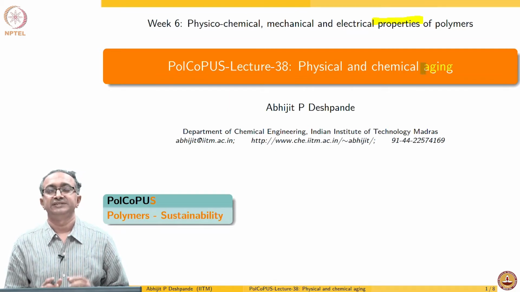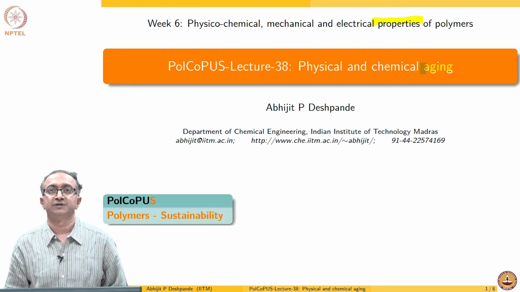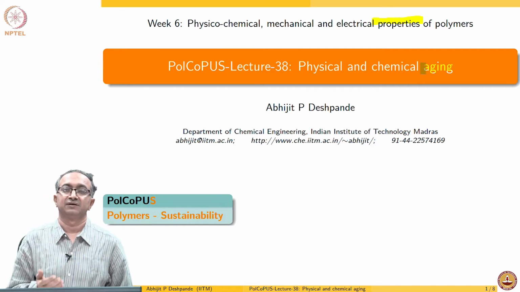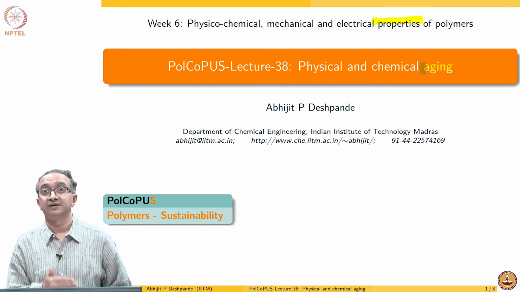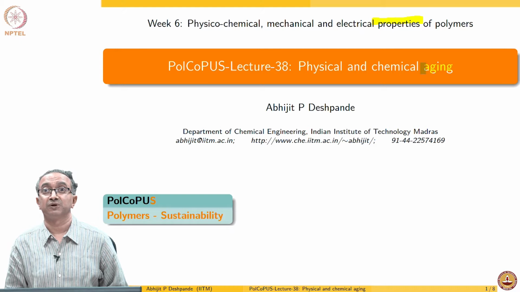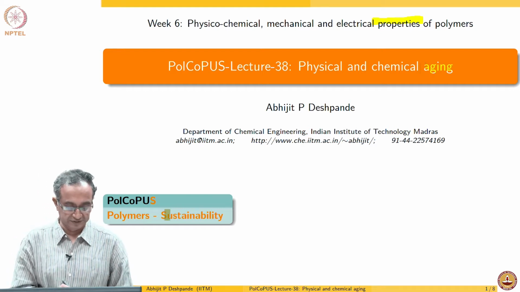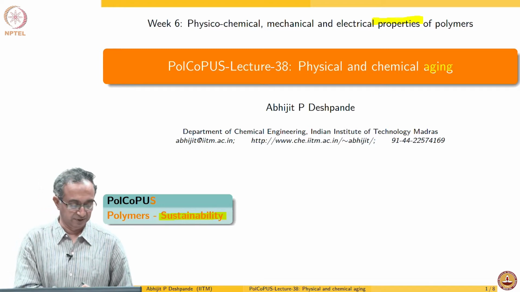Aging is an important set of processes which occur in polymeric systems, and from a point of view of performance, many times aging is something which we want to control and minimize. However, from a disposal and eventual sustainability point of view, aging is a process that we want to encourage, so that the polymers become part of a cyclic process. So, within this lecture, while we look at aging from the point of view of application of these materials, we will also discuss them within the context of sustainability.